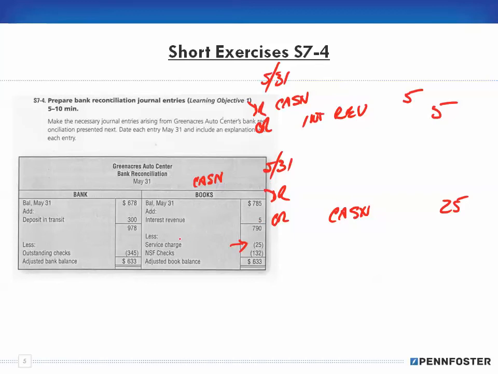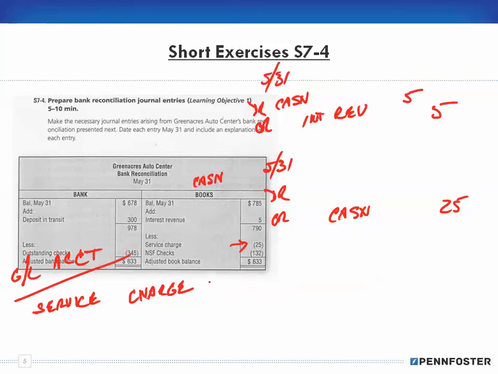You have to really look at your chart of accounts in order to see which account makes the most sense. I mean, is it possible to have a service charge account? Let me write this down. Is it possible to have a service charge general ledger account? All right, so these are going to be general ledger accounts.